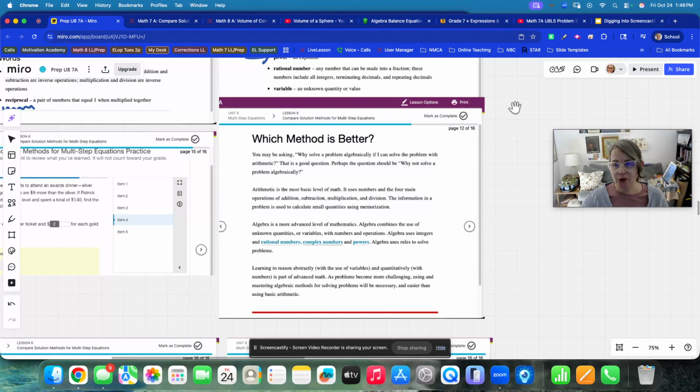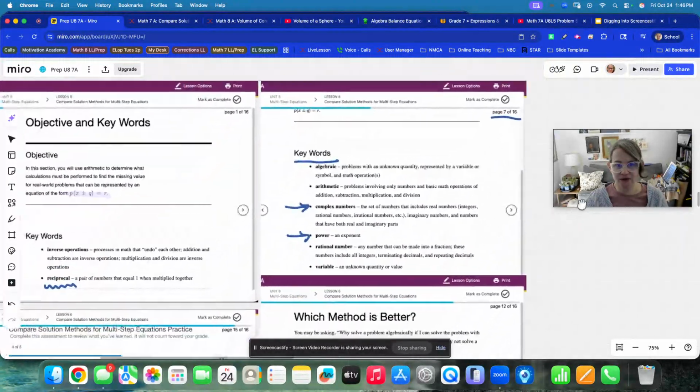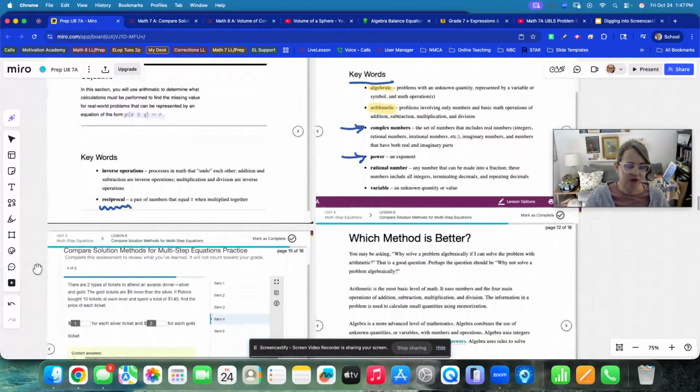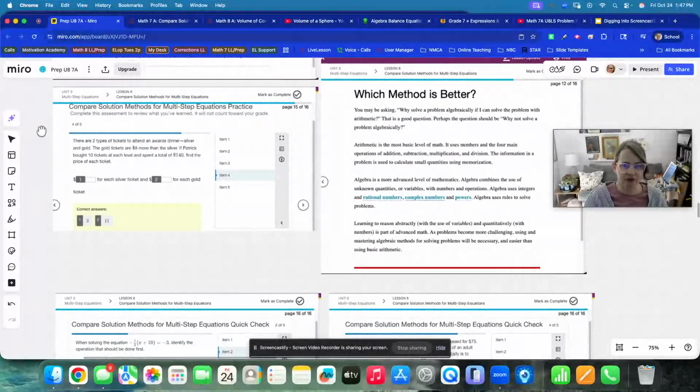But one really important idea in this lesson is an algebraic method versus an arithmetic method. Basically, if we're solving the problem using algebra, we're setting up an equation and we're solving it. If we're not setting up an equation, we're just doing things with the numbers in the problem, adding them together, dividing, that's an arithmetic solution. Their point here is that we can use either to get the answer for these word problems that you're dealing with.